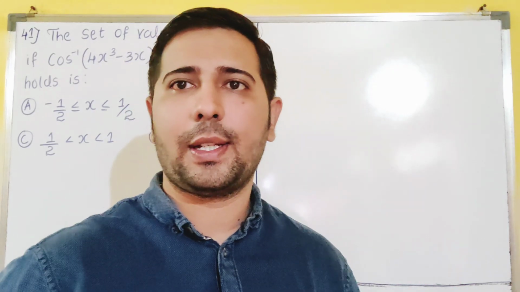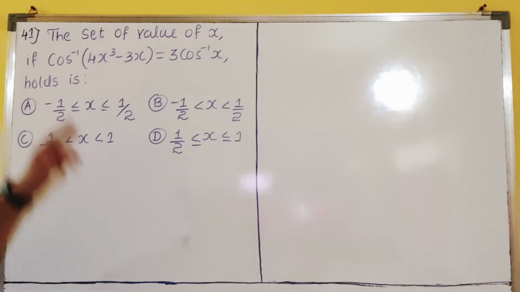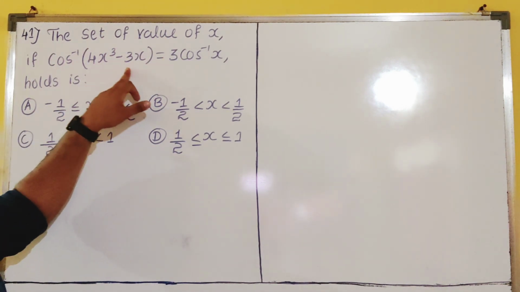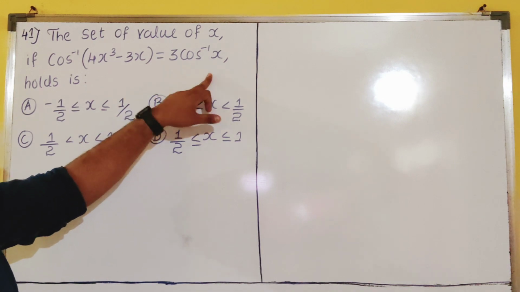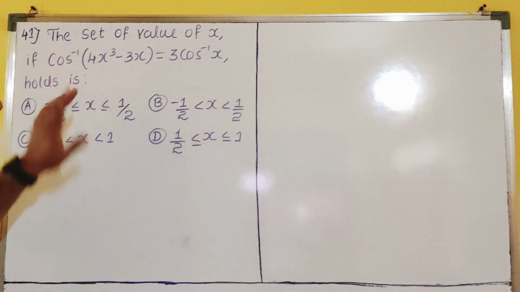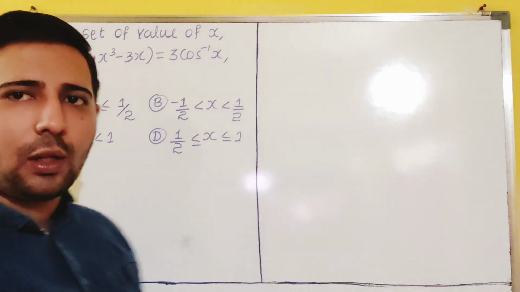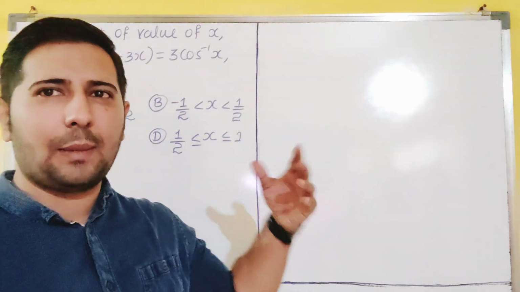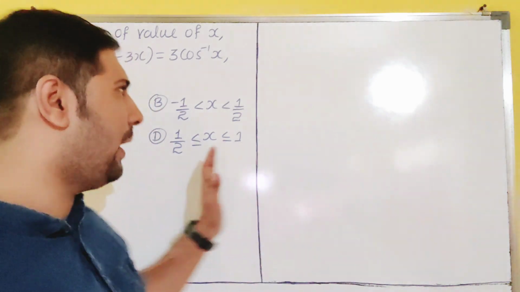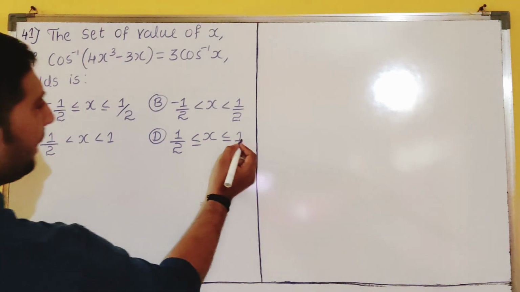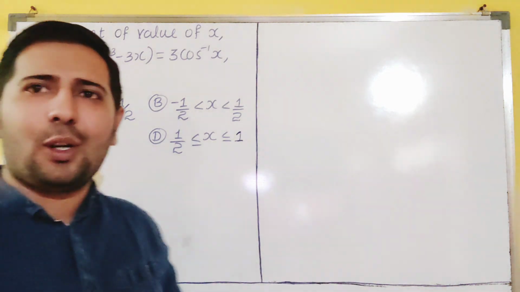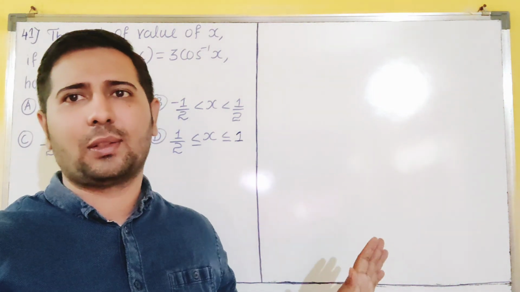We'll see the next question, dear students. Question number 41. The set of values of x for which cos inverse of 4x cube minus 3x is equal to 3 cos inverse x holds is what? So totally this session is on finding the x values, dear students. Some other questions are also there. So now see, I am trying to solve maximum questions, because these questions I am not saying totally the lectures will not solve.